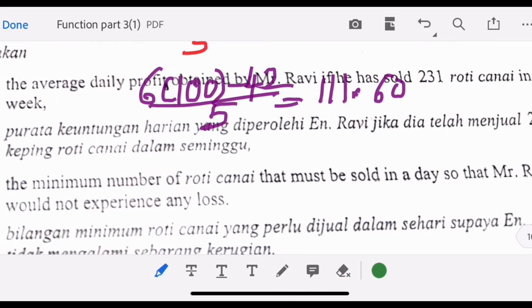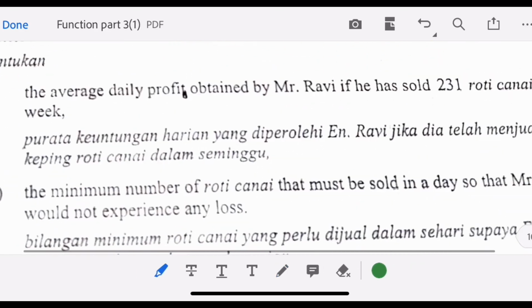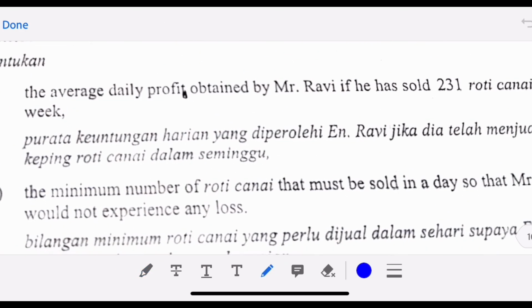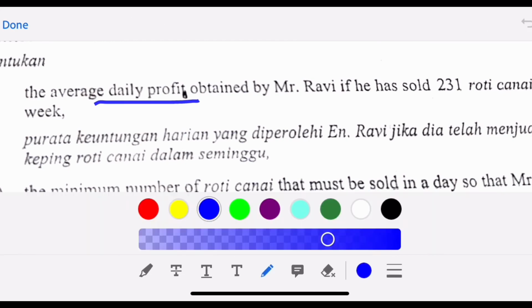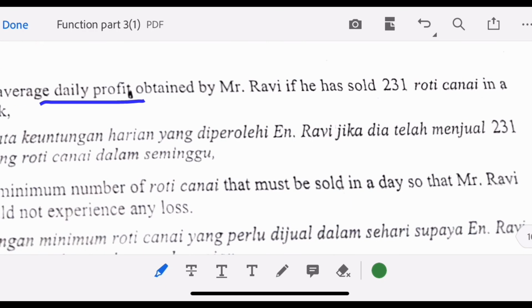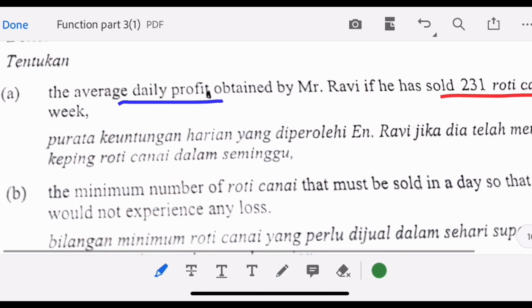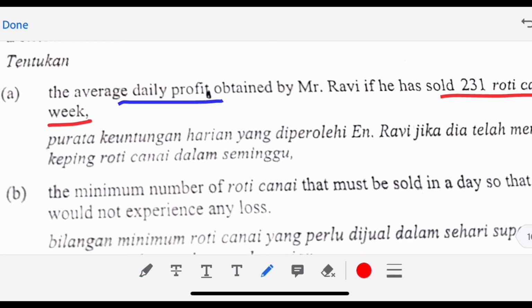Let's read the question. The average daily profit. You're asked to find, isn't it? Determine the average daily profit. This is what the question wants, right? Obtained by Mr. Ravi if he has sold 231 roti canai. I haven't finished the story. In a week.